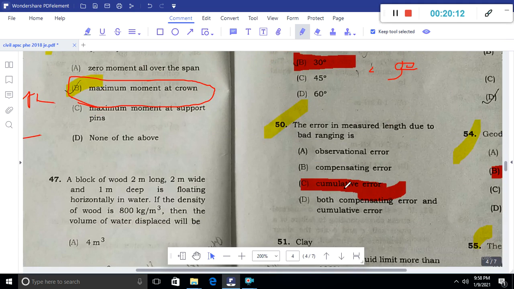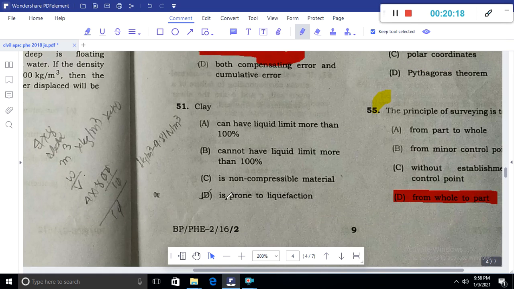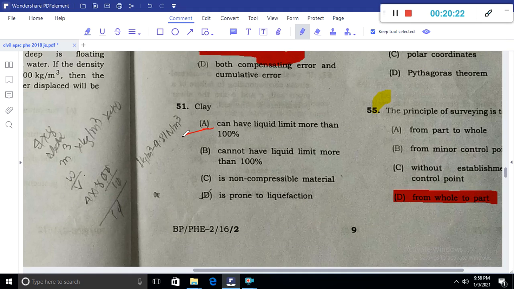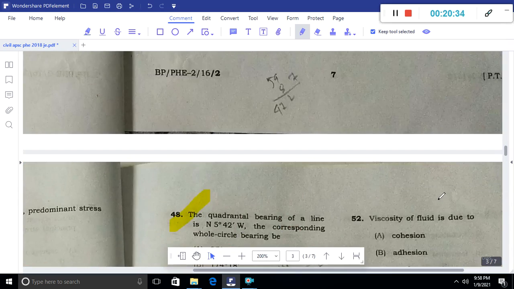The error measured in the land due to bad ranging. Bad ranging ৰ যিটো error হয় এইটো cumulative হয়. Cumulative. Clay can have liquid limit more than 100%? No. Cannot have liquid limit more than 100? No. It is a non-compressible material? No. It's prone to liquefaction. Correct answer is prone to liquefaction.